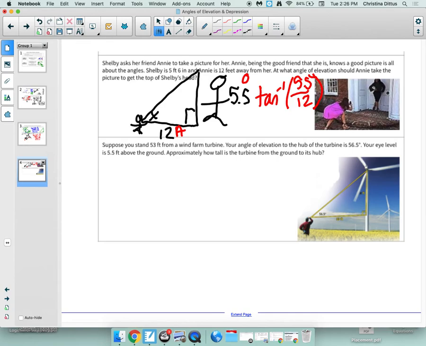Why do we have to use that inverse? Because you're finding an angle. Well, if it's rounded, it's just 25. 25 degrees, perfect.